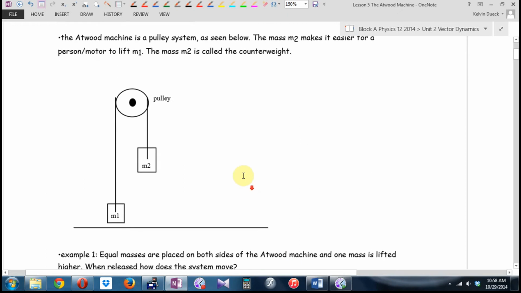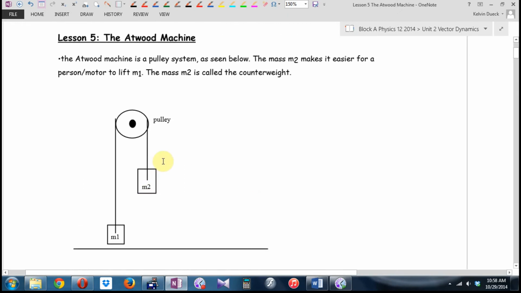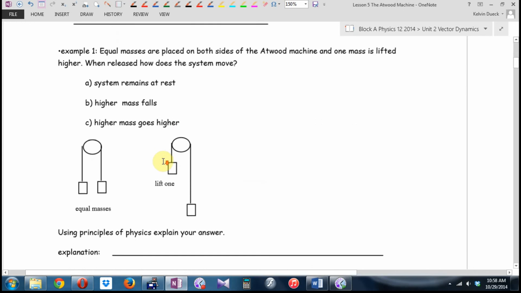So we have mass M1, mass M2. Mass M2 makes it easier for a person or a motor to lift mass M1. Mass M2 is called the counterweight. So here's our first question.